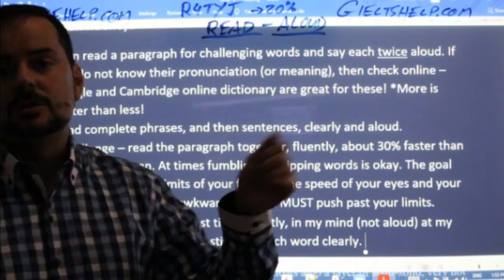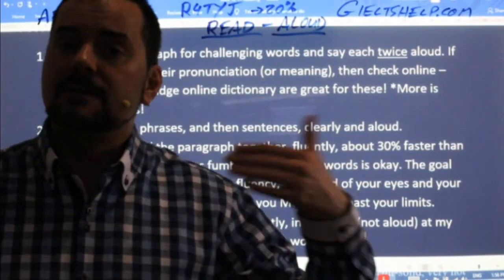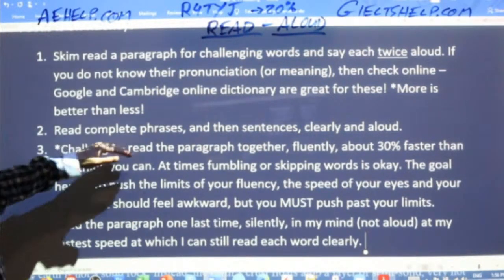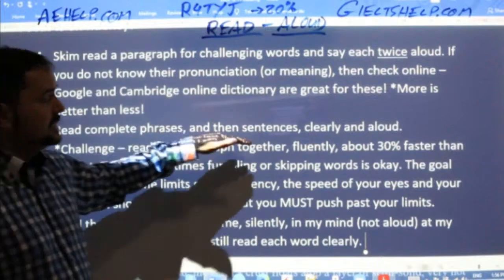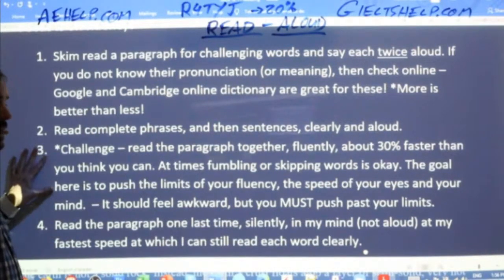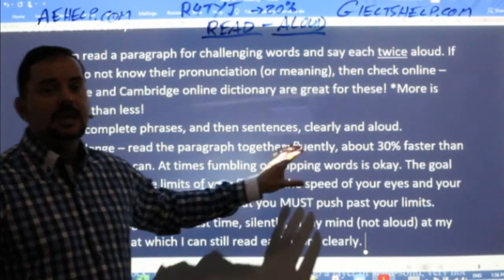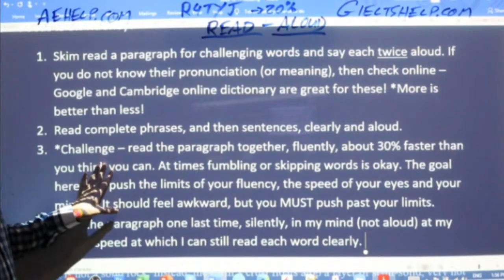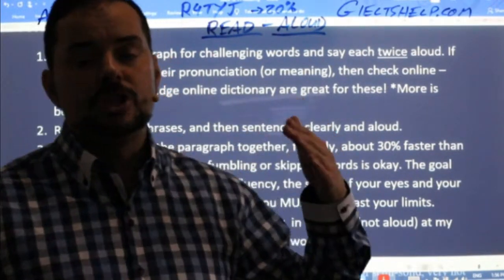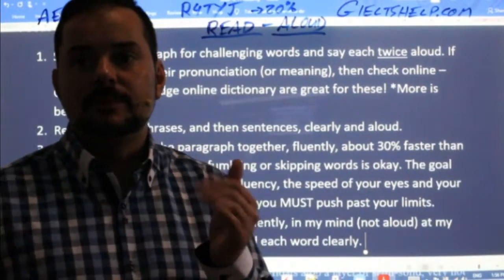Sometimes I saw that students underlined not enough words, and then they get stuck and they fumble on many words, okay? The second step is read complete phrases and then read complete sentences clearly and aloud. Then this kind of interesting step where you're reading faster than you can, kind of jumping words. And for step three, you can do this a second time where you're doing it mentally and you're pushing yourself to read mentally faster than you can, skipping some of the words, okay?